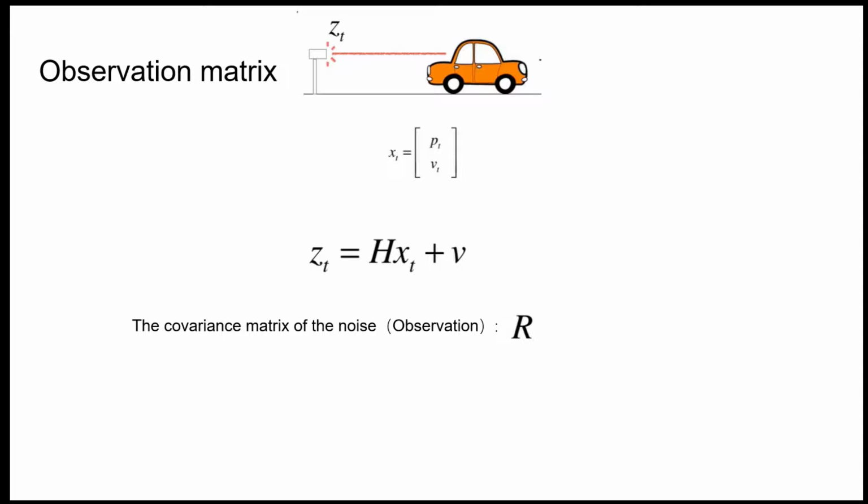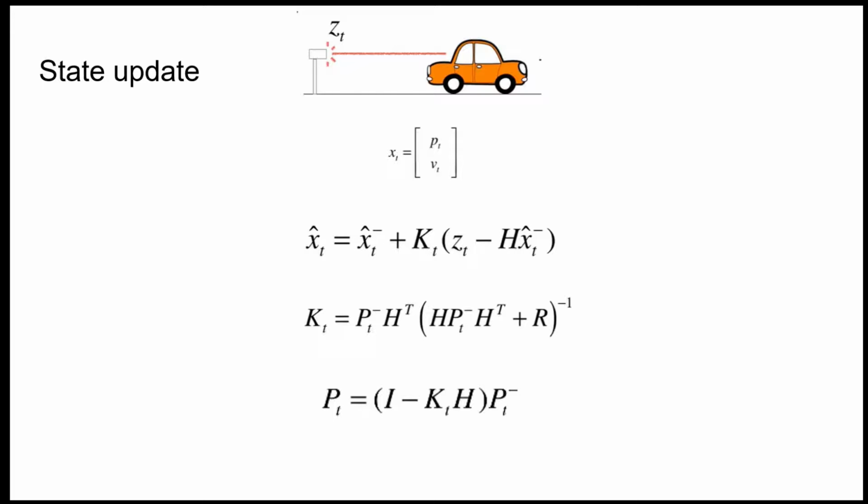So we have obtained x_t with a minus sign. Now we only have to add the correction value to get our best estimation. First, look at the part inside the bracket.